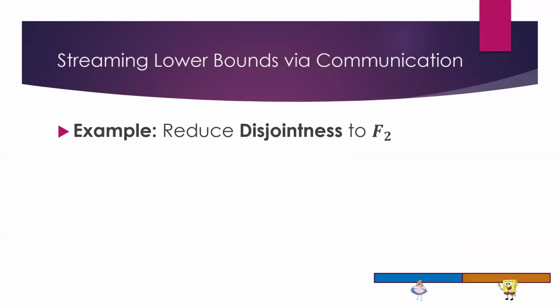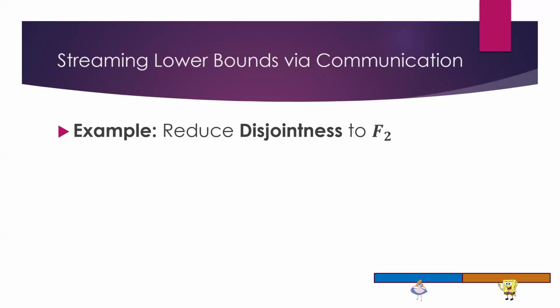So let's see an example. Let's reduce disjointness to computing the second moment. So what is the disjointness problem? We have, let's think of it as a vector or a set of elements of size n, as Alice's input, and a vector of length n or a set of elements of size n as the input of Bob, and they need to tell if those two sets are disjoint or not. If they're binary vectors, they have a common one or not. And those two things are equivalent.